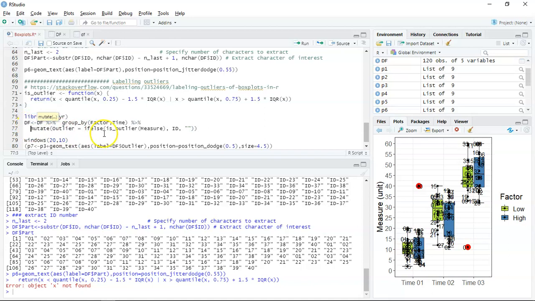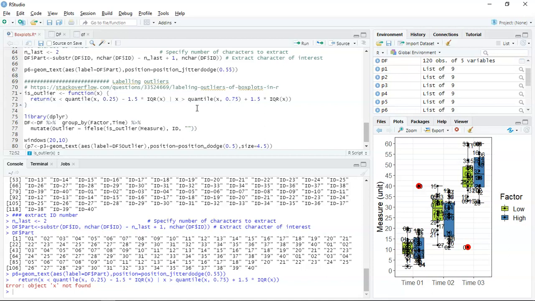And what it's going to do here is look at each measurement that they have and determine whether or not it's an outlier, using the is_outlier function that I would have got from Stack Overflow. If it's an outlier, it's going to store the ID for that measurement, so what the participant's ID was. And if it's not an outlier, it's going to leave it blank. Okay, so it's quite a nice way of doing this.